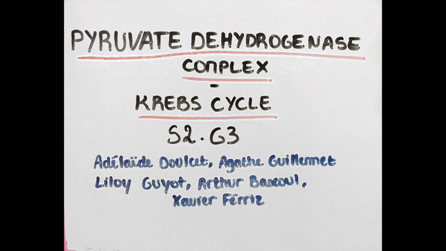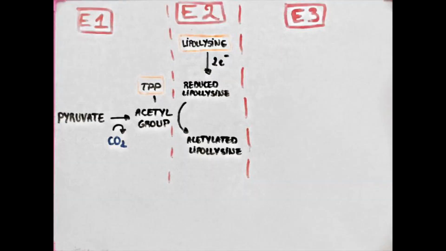Hello! So today we're going to talk about the pyruvate dehydrogenase complex and the most relevant reactions of the Krebs cycle. It goes in 3 points: acetyl-CoA production, Krebs cycle intermediates, and Krebs cycle regulation. So enjoy!